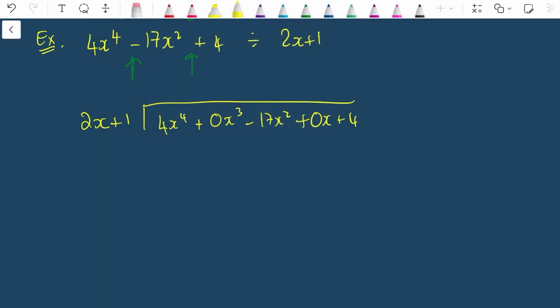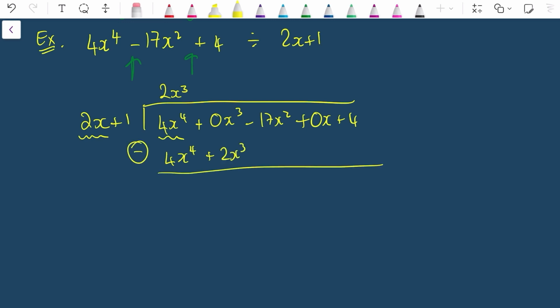Okay, so I'm going to say, what must I multiply this by to get 4x to the 4? And that's got to be 2x cubed. And then I go and multiply 2x by 2x cubed, gives me 4x to the 4, plus 2x cubed there. Subtract. That's going to cancel. 0 take away 2 is negative 2x cubed. And these three will just stay the same.